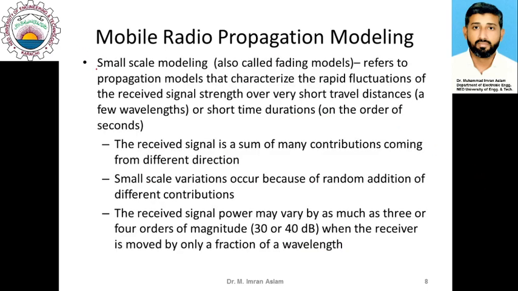Small scale models, as I said, are observable at very short travel distances. These are generally known as fading models. These fading models refer to rapid fluctuation in the received signal strength when we travel small distances or we observe the signal for a short duration of time.